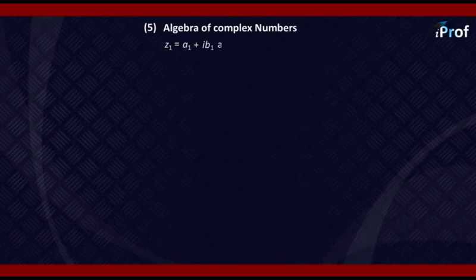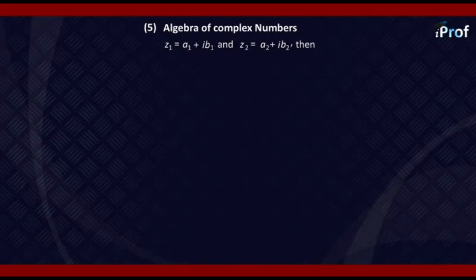Well, next we can find the algebra of complex numbers. In algebra of complex numbers, we usually define how we add, subtract, multiply and even divide two complex numbers. Let Z1 be equal to A1 plus iota B1 and Z2 be equal to A2 plus iota B2, where A1, A2, B1, B2 are all real numbers.